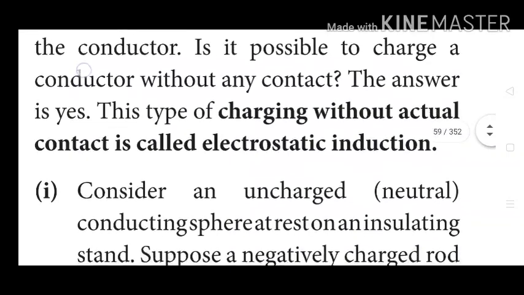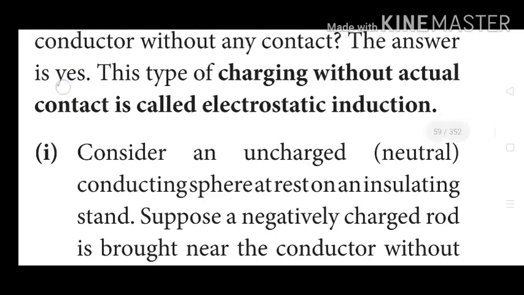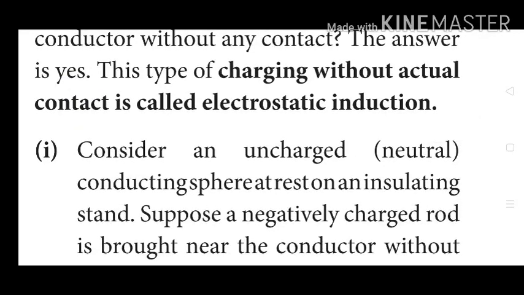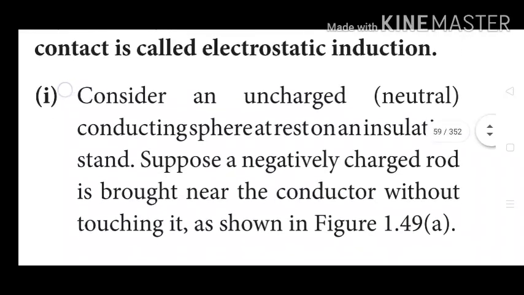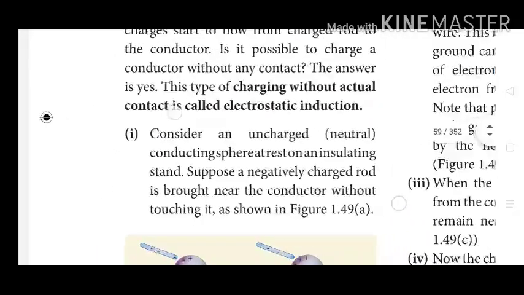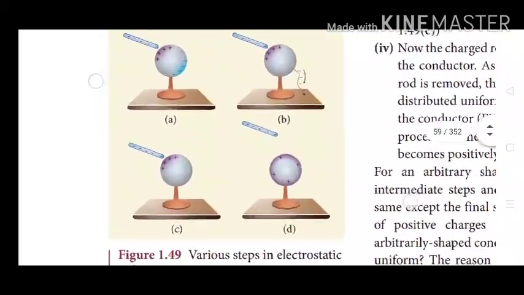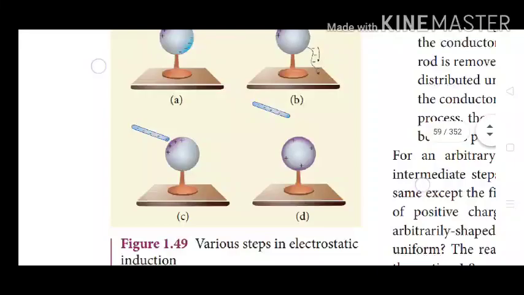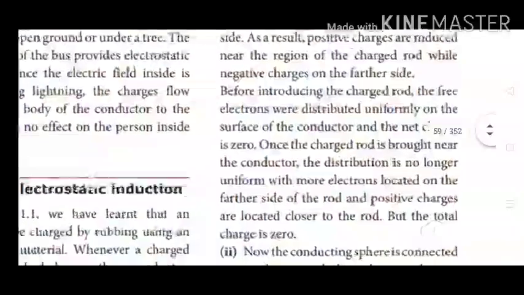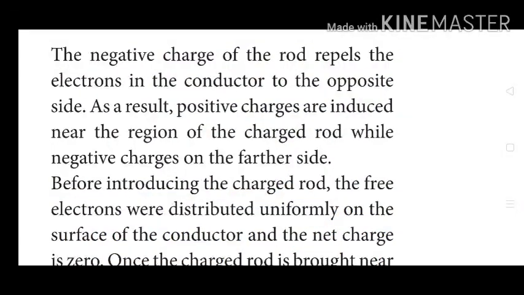Point 1. Consider an uncharged, that means neutral, conducting sphere at rest on an insulating stand. Suppose a negatively charged rod is brought near the conductor without touching it. Let me show the diagram. Children, the 4 diagrams, A, B, C and D, show what is meant by electrostatic induction.